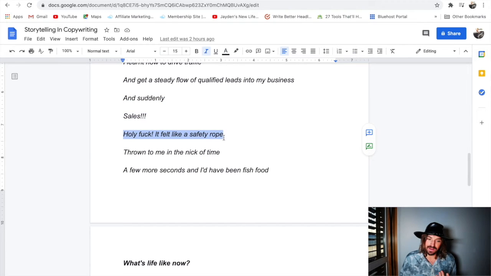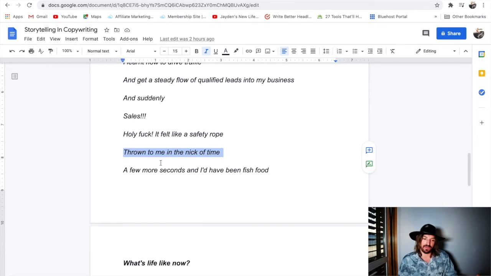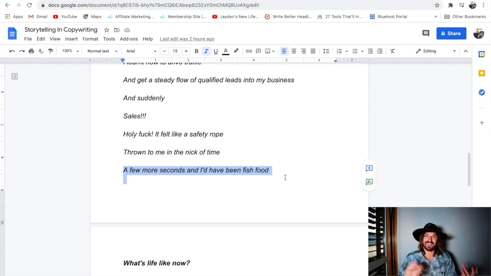And then you can bring in the feeling again, yeah? It felt like a safety rope, bringing a bit of imagery. A safety rope thrown to me in the nick of time, you know? As if I was drowning in a sea and I was gonna be fish food. Okay, so you can bring a bit of imagery in there.